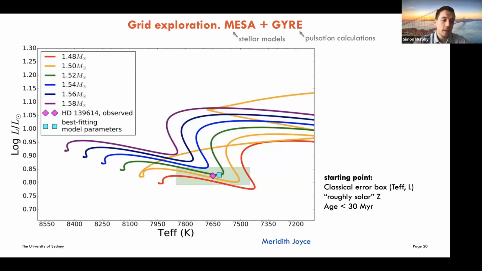The way we do this is with a bit of grid exploration. So we calculate a model grid. We use MESA for the stellar models, and we use Gaia for the pulsation calculations. And here's a set of evolutionary tracks that are computed with MESA. These are spaced by 0.02 solar masses, and these are pre-main sequence tracks. So the star is coming down from the right-hand side, and then sort of winds its way down to the zero-age main sequence, where these calculations are terminated.